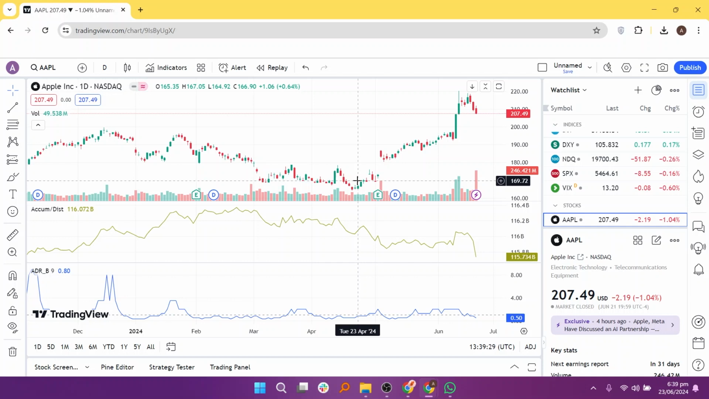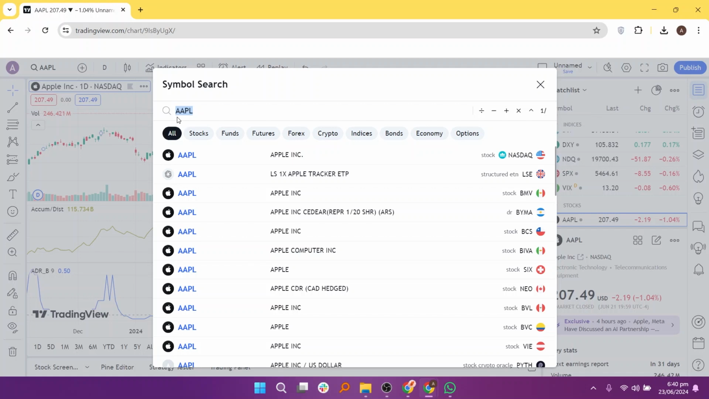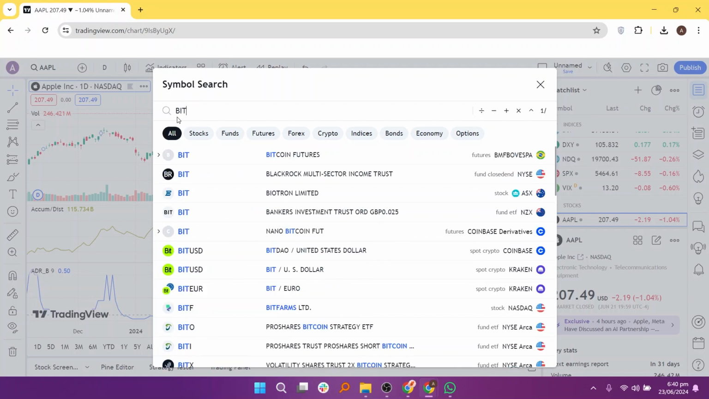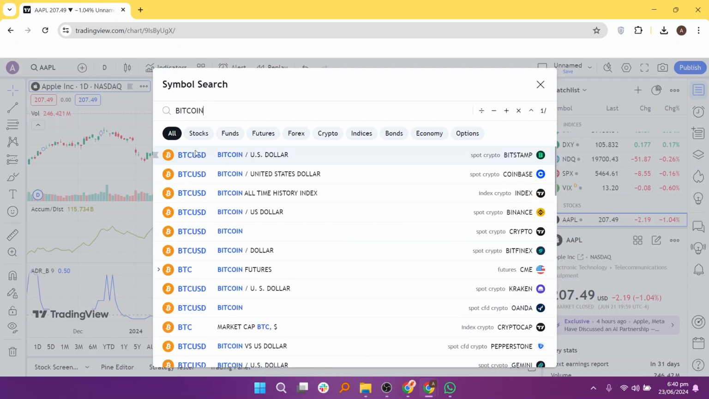Utilize the chart tools and indicators to analyze market patterns, support or resistance levels, and other technical signals that can guide your trading strategy. Depending on your analysis, you can execute trades directly on TradingView if your broker is integrated, or use the insights gained to make decisions on your trading platform.